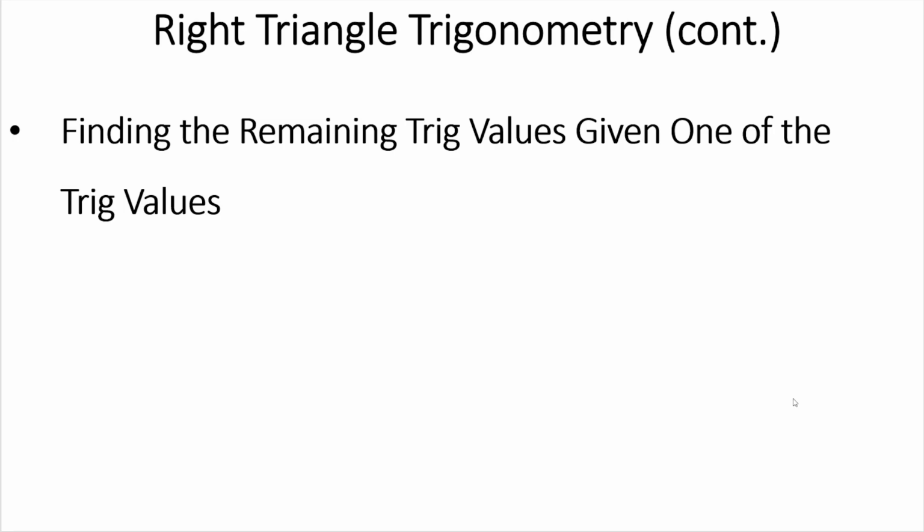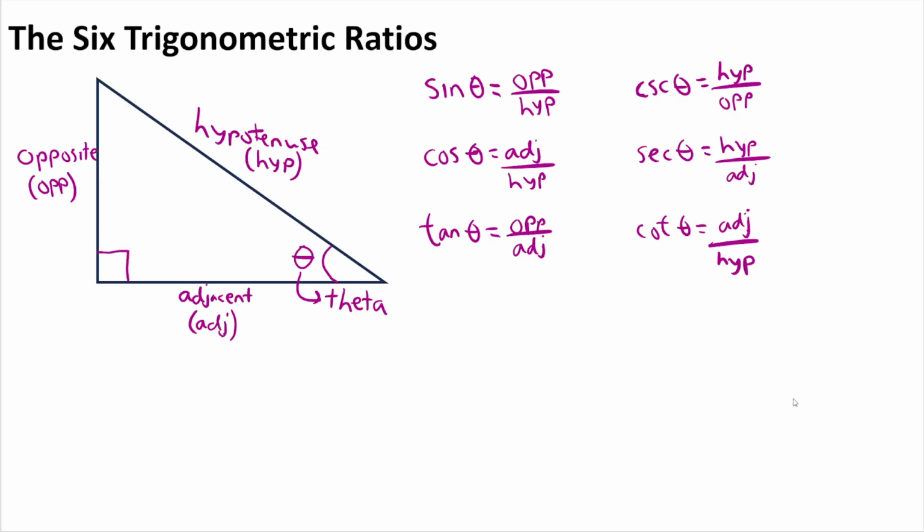In this video, we're going to continue our discussion on right triangle trigonometry. Specifically, there's one important topic that I'd like to discuss with you guys, and that is going to be finding the remaining trig values given one of the trig values. That sounds like a mouthful, but basically there are 6 trigonometric values that are given to us, right? And as you see here, we have the sine, the cosine, tangent, cosecant, secant, and cotangent.